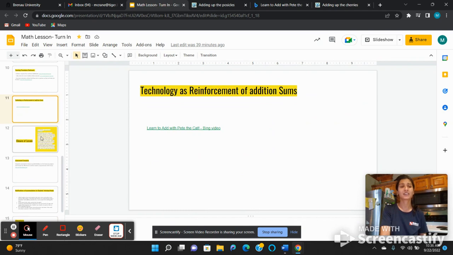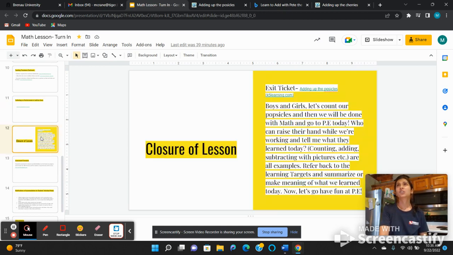There are also many other resources like Zern Math, ABC. There's different resources I know from placement that teachers use, and they tell the students to log in, and they are able to find through the different websites the different activities to reinforce the teaching concepts and lessons. I linked the popsicles right here again as their exit ticket out the door. Boys and girls, let's count our popsicles and do this last worksheet, and then we will be done with math and get to go to PE today.